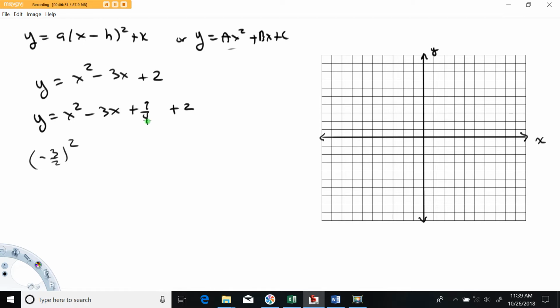Now remember, equations are kind of like teeter-totters here. We've got to keep this balanced. Right now I'm heavier on the right because I just added that 9/4. To fix that, I can either add 9/4 to the left or come on over here and subtract 9/4. I'm going to go ahead and do that. Don't need this anymore.